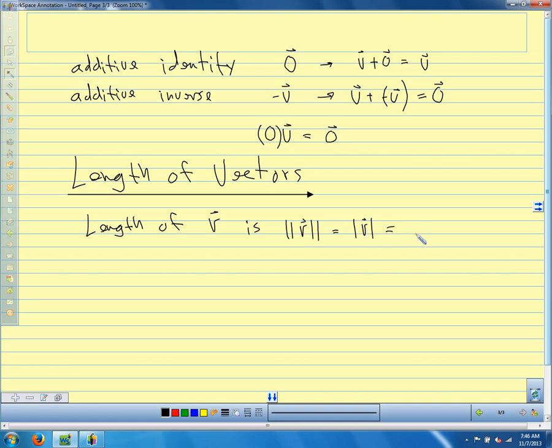And our length is just the square root of our components squared. So this is just a Pythagorean theorem. And we call this length, you'll hear it called the norm of V.